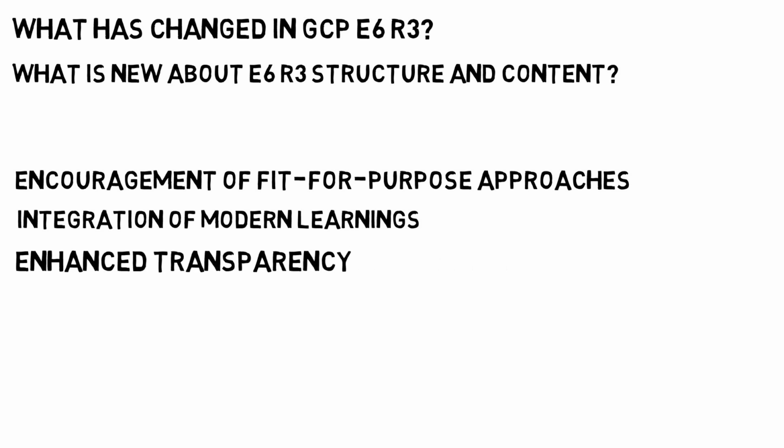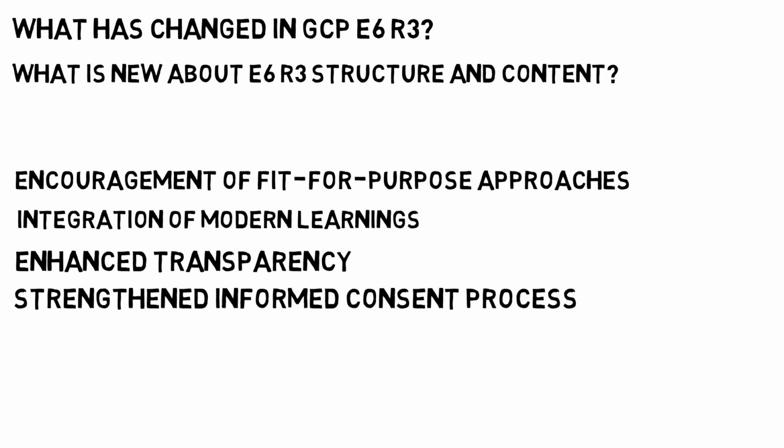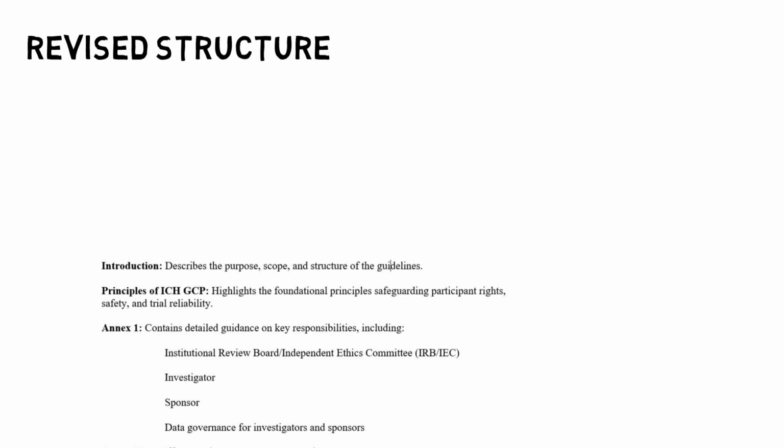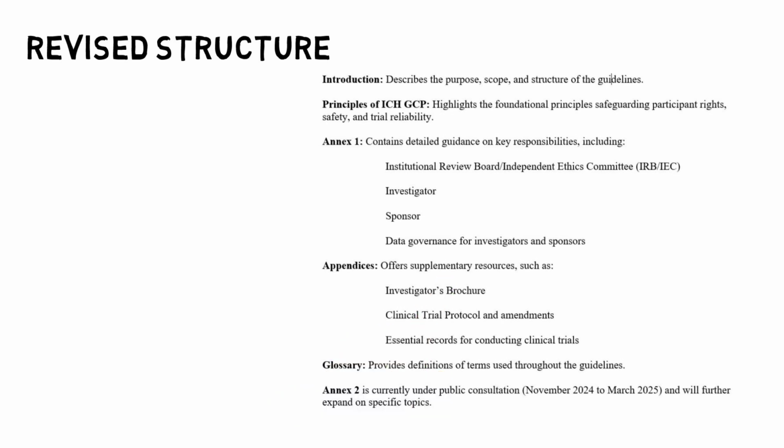Enhanced transparency. Supports clinical trial registration and result reporting to improve public access to trial information. Strengthened informed consent process. Includes clearer language to improve the process of obtaining informed consent from participants. Revised structure. The updated structure organizes the guidelines into well-defined sections, providing clarity and usability. Introduction. Describes the purpose, scope, and structure of the guidelines. Principles of ICH GCP highlights the foundational principles safeguarding participant rights, safety, and trial reliability.